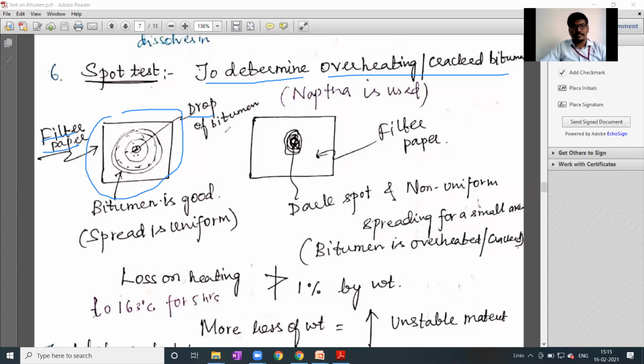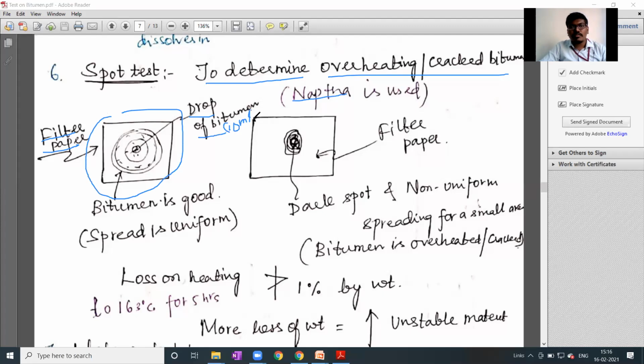We need to pour a drop of bitumen, not directly bitumen. We need to mix naphtha with it. You may have a doubt about how much bitumen should be taken. You have to take just 10 ml, only 10 ml of bitumen.